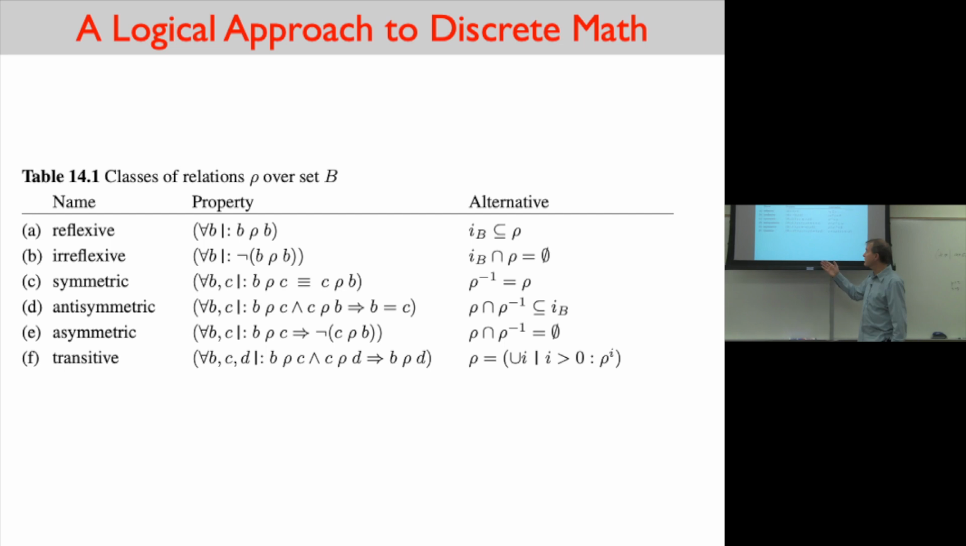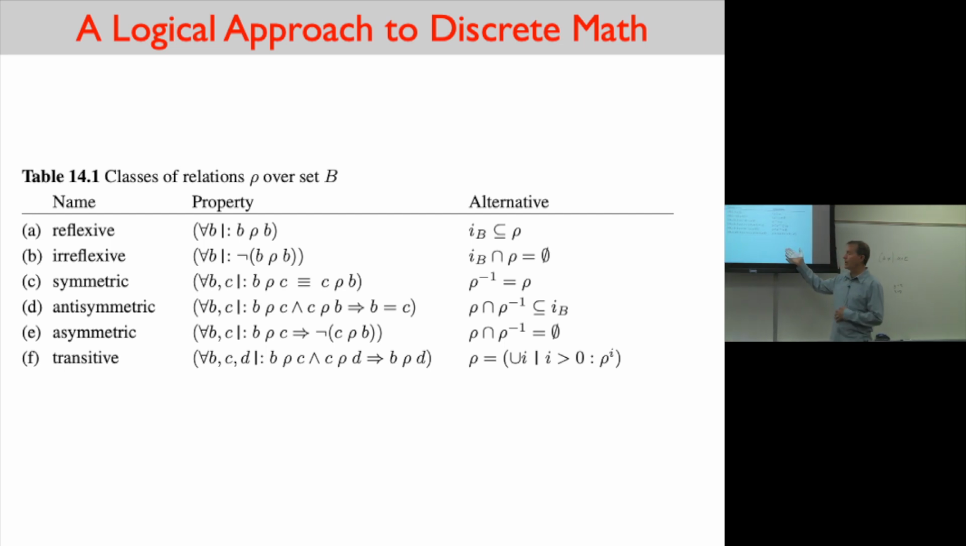Table 14, let's look at it here. Table 14.1. The first question will ask you for the property that goes with the name, without the equation sheet. I'm just going to say, write down the mathematical property or the definition of irreflexive, or symmetric, or antisymmetric, or asymmetric, or any one of those.